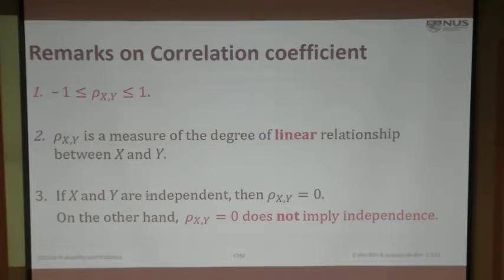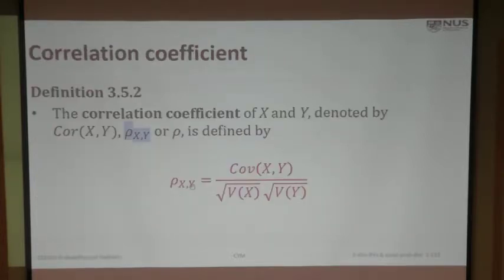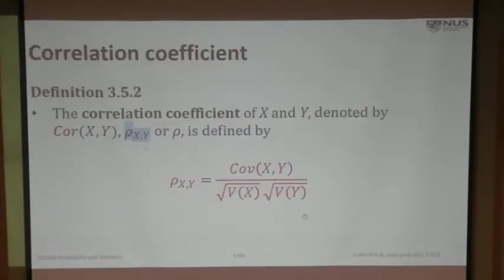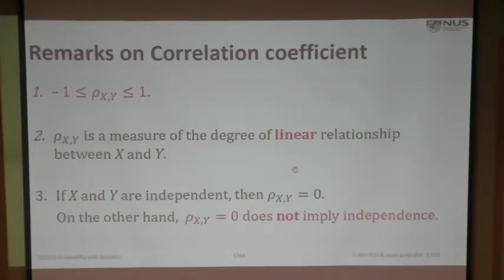The next point is if X and Y are independent, the correlation is 0. Why is that? Well, that comes from the definition. The correlation coefficient is this, and you have the covariance. Remember that if X and Y are independent, the covariance is 0. So the covariance is 0, and the correlation coefficient is 0. So if X and Y are independent, then the correlation is 0.